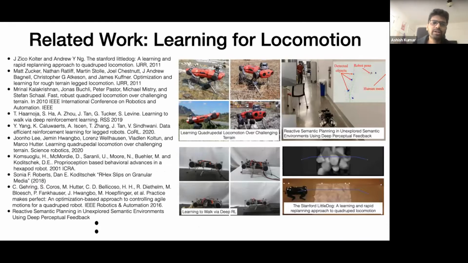There are 2 ways to get to learning for locomotion. You can either train in the real world itself, or you can train in simulation and then transfer to the real world. The problem with training in the real world is that for difficult setups like a very rocky surface or an oily surface, it's very dangerous for the hardware to train on those setups.